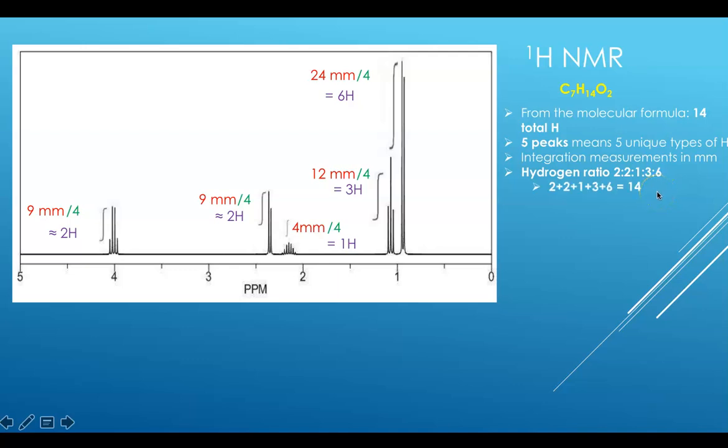So that gives us this ratio, 2, 2, 1, 3, 6 hydrogens. And if we add up those numbers, they do equal 14, which is the number of hydrogens in our molecular formula. So this confirms that we're probably on the right track here. The measurements are not exact, but it confirms that we're probably right, supposing that this represents 2 hydrogens in the molecule, 2, 1, 3, and 6.